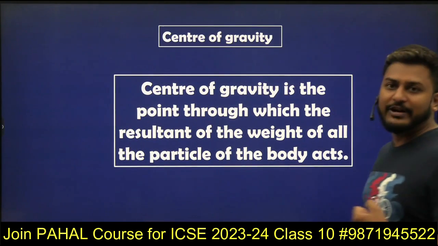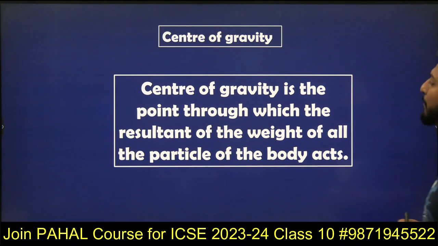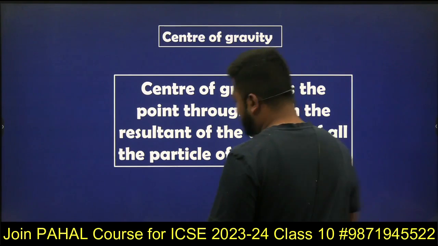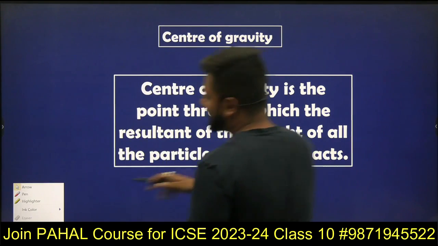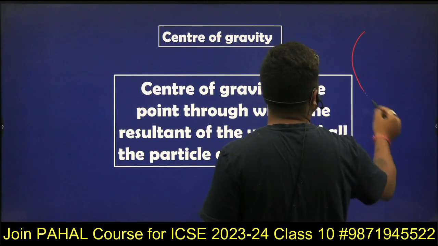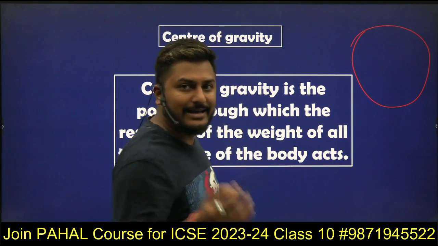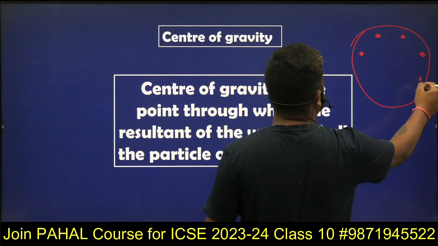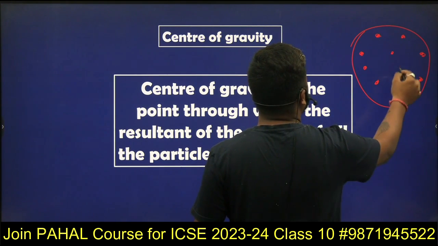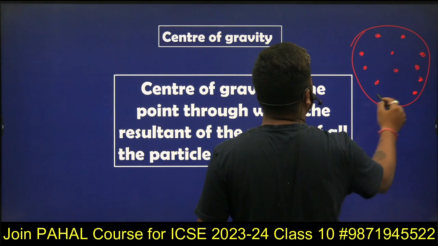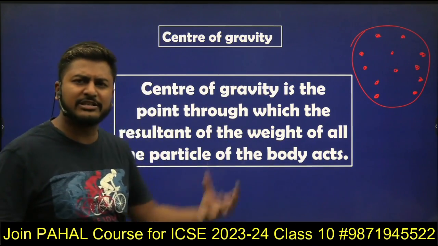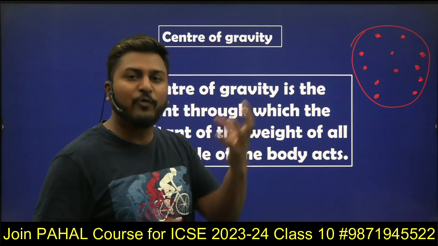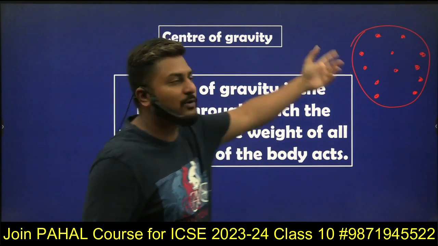So what is center of gravity basically? Center of gravity is the point through which the resultant of the weight of all the particles of the body act. So let's say we have this body, right? This is a body. It has particles. Everything is made up of particles, right? So this body is made up of small particles. Now these particles will carry some weight. Now what is weight? Weight is basically the earth attracting each and everything towards itself. So the force of attraction of earth creates weight of the body.